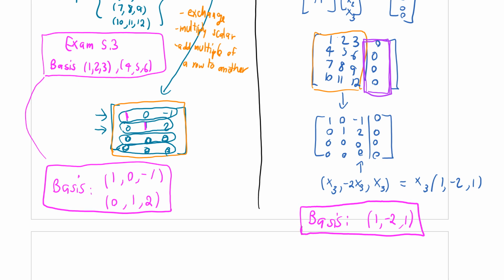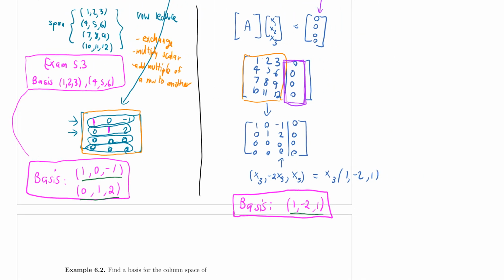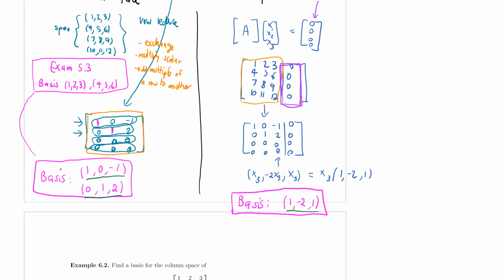Now, there are two things that I'd like to point out. Notice that the basis for the null space is orthogonal to the basis for the row space. If you do the dot product of 1, 0, negative 1 with 1, negative 2, and 1, the dot product is going to be 0. And the same thing, if I take the second basis vector, 0, 1, 2, and dot product that with 1, negative 2, and 1, it is also 0. So the basis for the row space and the basis for the null space are orthogonal to each other.